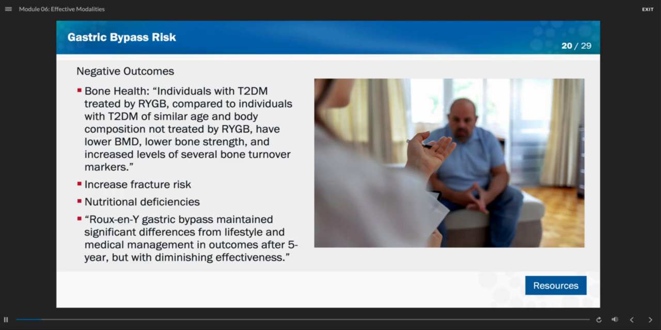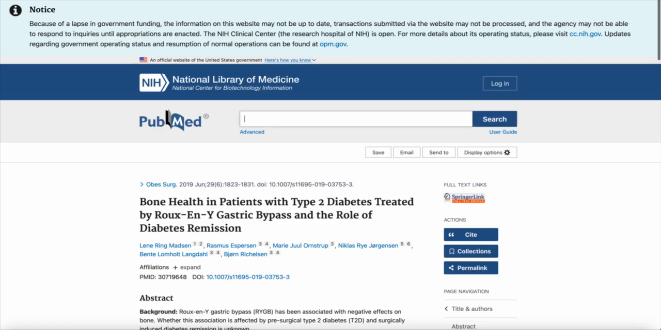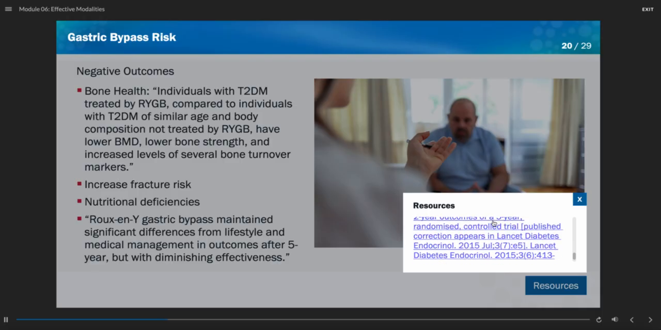As we see in the short term, even at 5 to 7 years, the outcomes over the lifestyle medicine intervention groups are superior. So there are several negative outcomes associated with surgery, and they're important to recognize because although the surgical intervention may have better outcomes in the short term, these adverse events and negative health outcomes do increase the risk of certain nutritional deficiencies and potential complications long term.